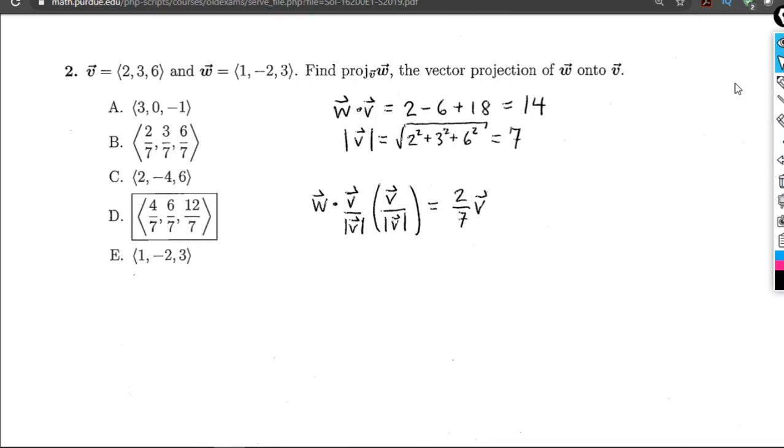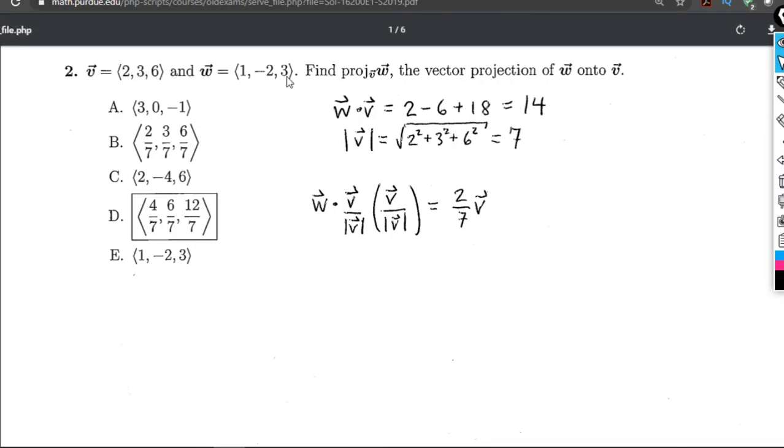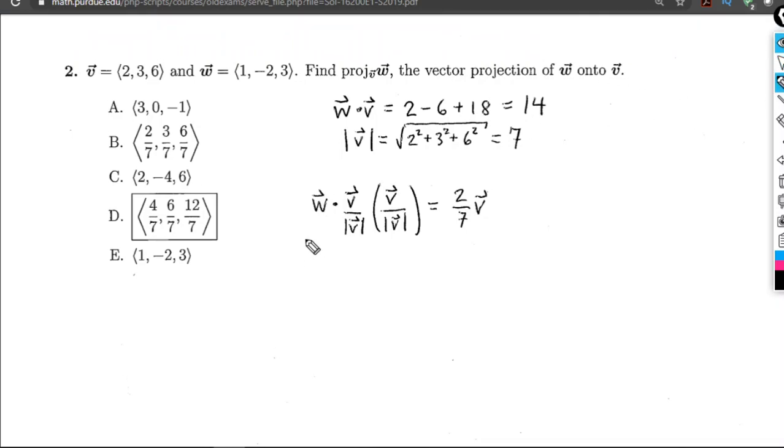Moving on to number 2. We are given two vectors and asked to find the projection of one onto the other. The general formula is here, and it is one of the formulas you want to memorize. The projection of W onto V would be W dot V over the length of V squared, times V. And so here it is just trying to create that.